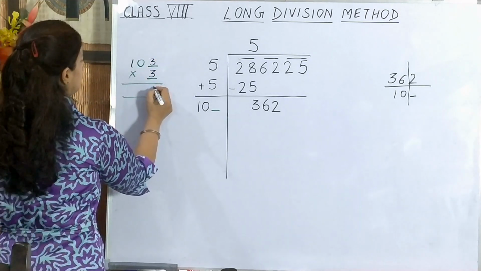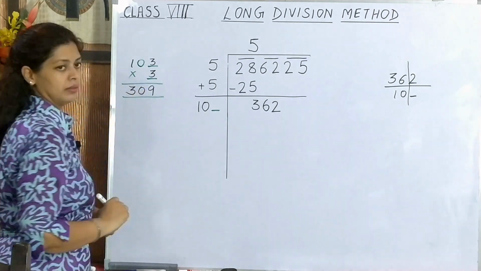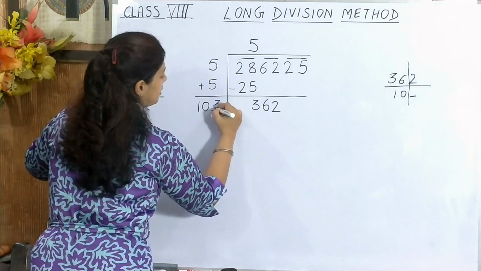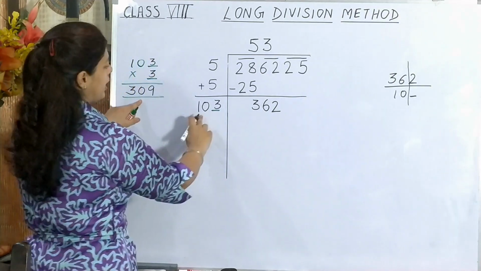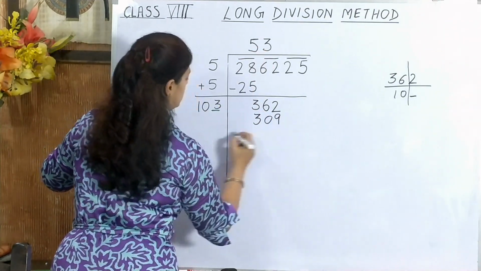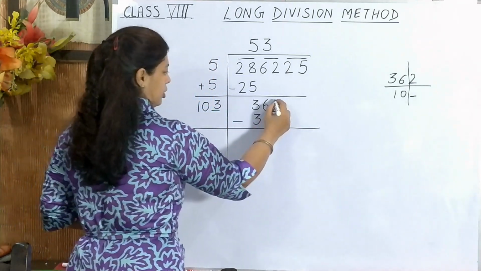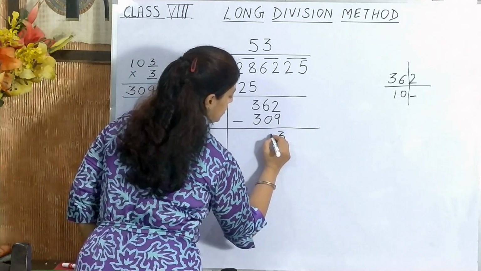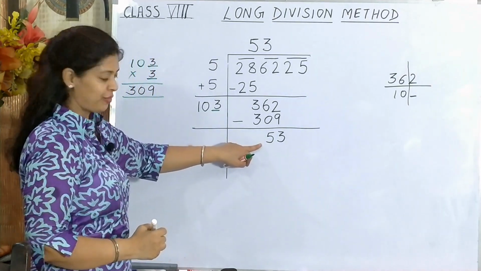3 3s is 9, 3 0s are 0, 3 1s are 3. I get the answer as 309. I write 3 here in the divisor's place, write 3 in the quotient's place. 103 into 3 gives 309. Subtract. 12 minus 9 gives 3 and 5 minus 0 is 5. I am left with a remainder of 53.